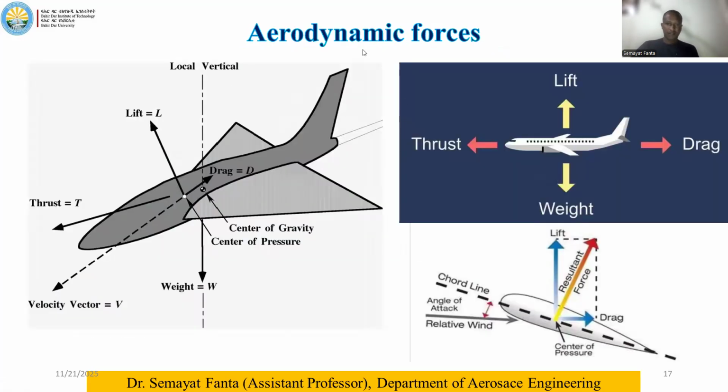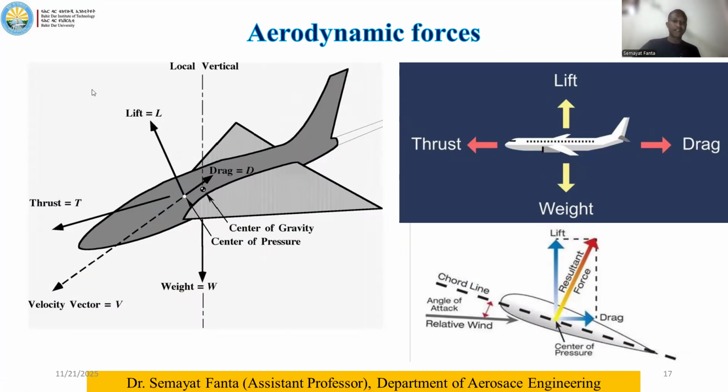Lift and drag are the important aerodynamic forces. Thrust is the force produced by the engine, and the weight is the summation of the components acting downward. So these are the four forces.